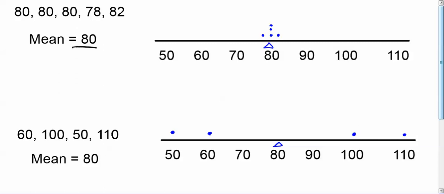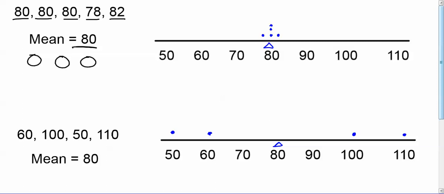In this case, we have a mean of 80, and you're going to look at each of these pieces of data and find the difference. How far away is that score from our average score? So in this case, 80 minus 80 is 0. Another 80 minus 80 is 0. 80 minus 80 is 0, okay?